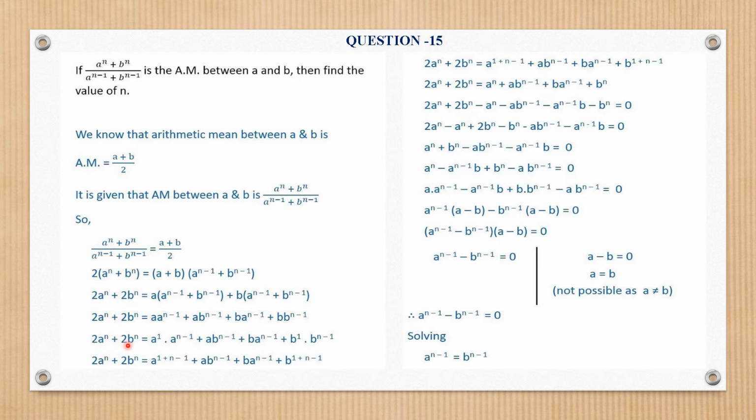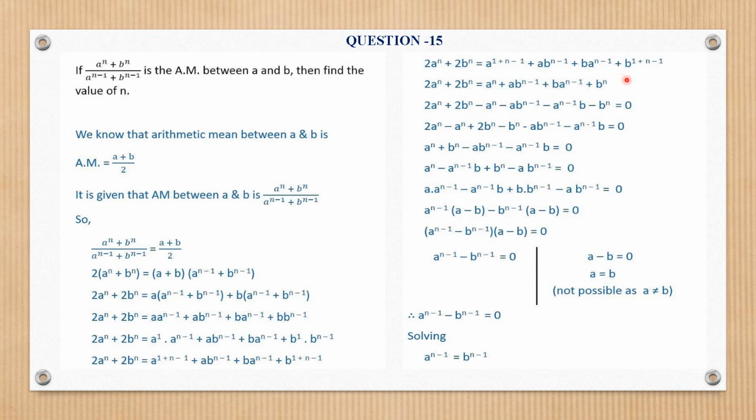So it is 2a^n + 2b^n is equal to, the bases are the same so the powers are added. This is a^1 into a^(n-1); the bases are same, powers will be added, so I'll get n - 1 + 1, and that is a^n itself. Similarly this is ab^(n-1), similarly this is ba^(n-1), and this will again be b^1 into b^(n-1), which is b^(1 + n - 1). That will give you a^n + ab^(n-1) + ba^(n-1) + b^n.